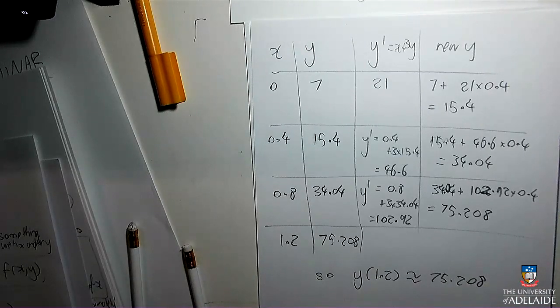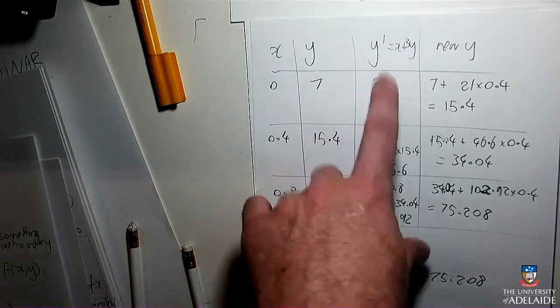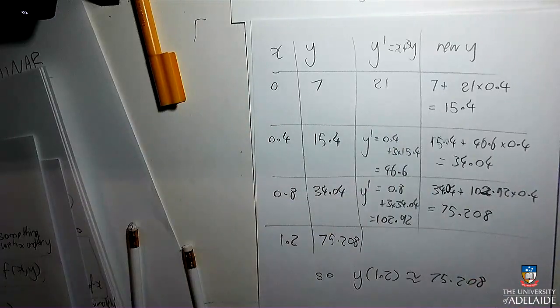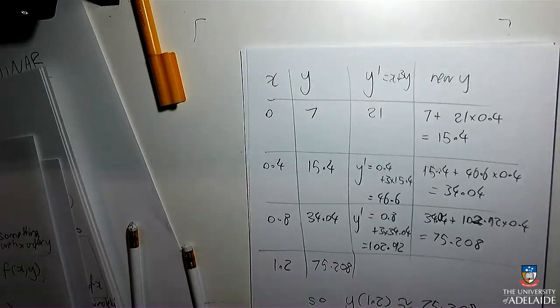The new y is old y plus y dash times h. I find that the easiest way of thinking about it. There you go. That's everything that's in differential equations in this course, as far as I'm aware. So, have I missed anything? Does it feel like I've missed anything?